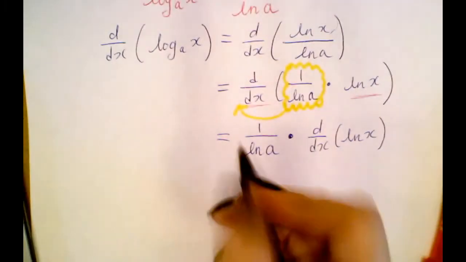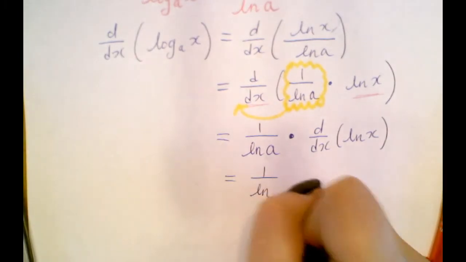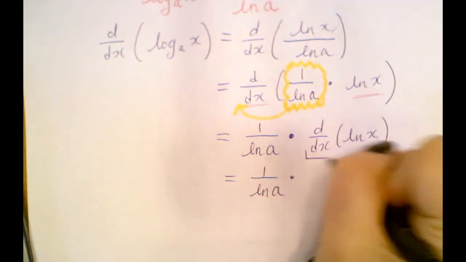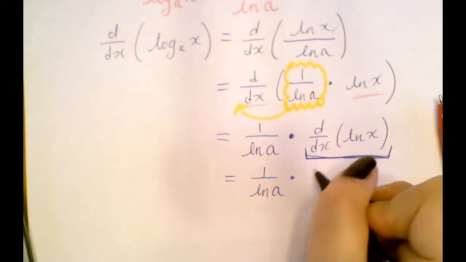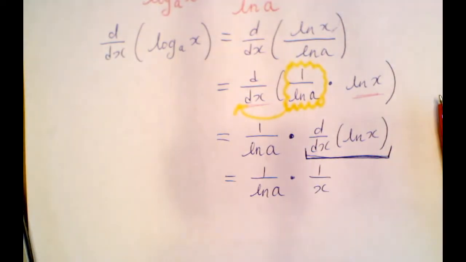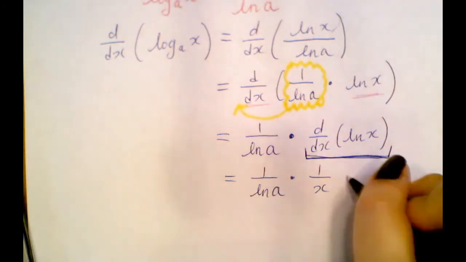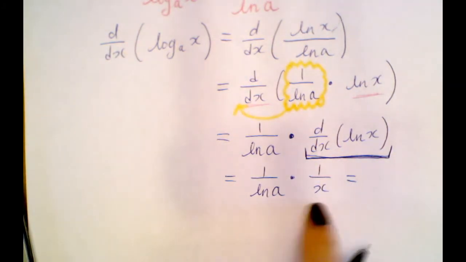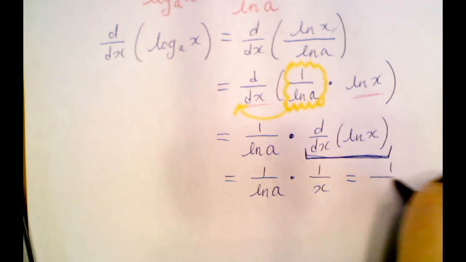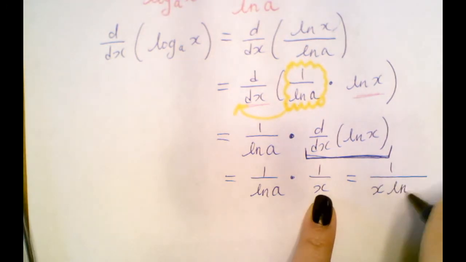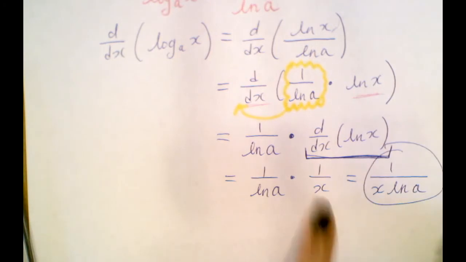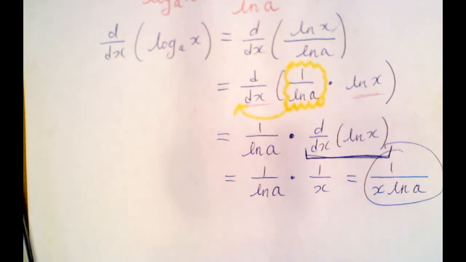So this will turn into 1 over ln a times, now what's this? That is simply 1 over x, right? So that's okay, but I can put these two fractions together. I can multiply them and write it as 1 over x times natural log of a. And that's it. That is the derivative of log base a of x.